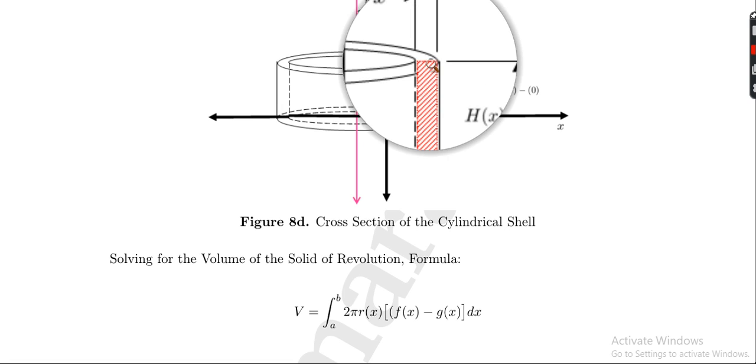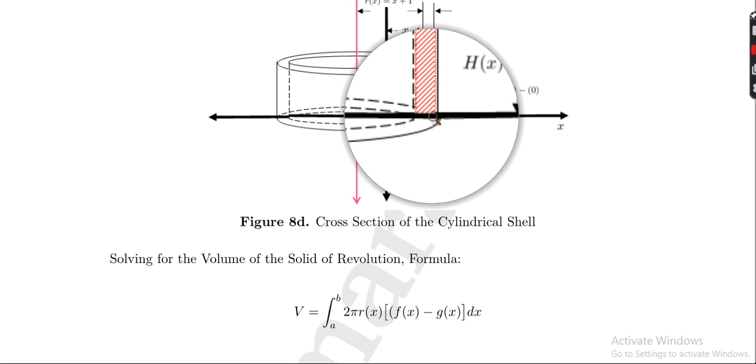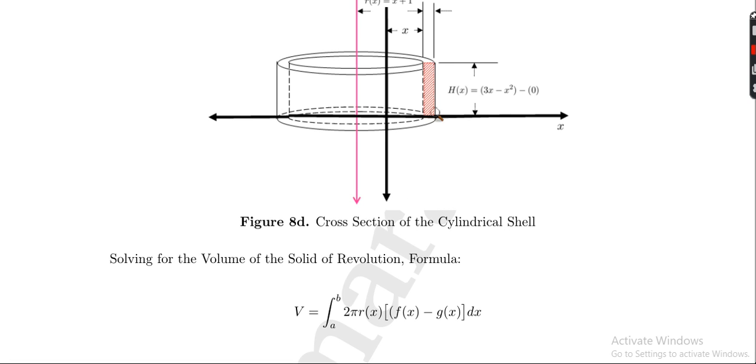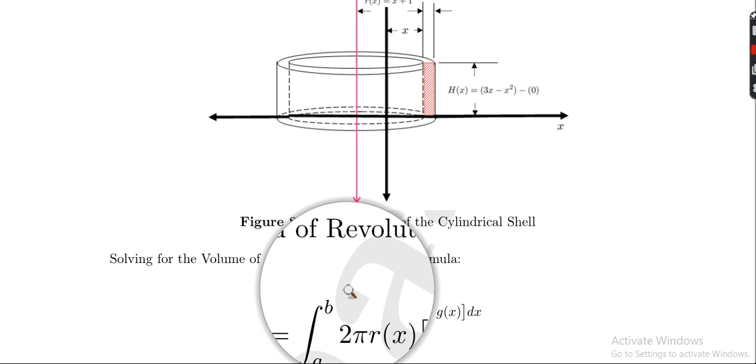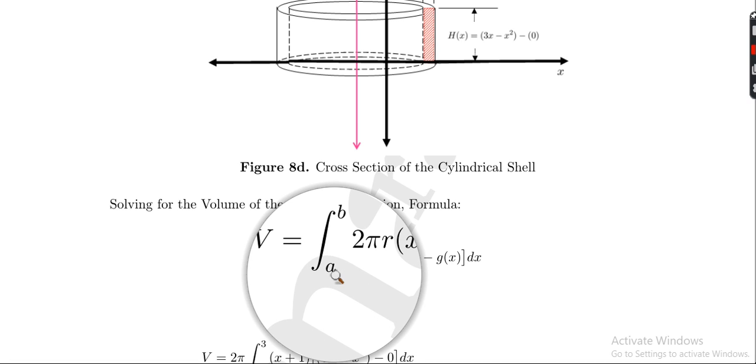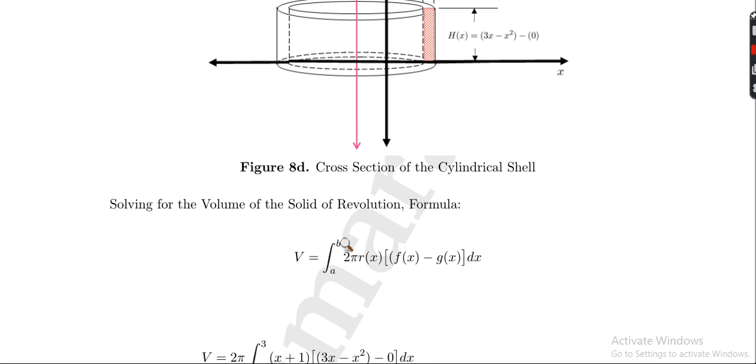So that's the upper function minus the lower function, or the upper curve minus the lower curve, or the upper boundary minus the lower boundary. And then we have dx as the thickness of the cylinder. Okay, and then that is evaluated from a as our lower limit and b as our upper limit, or a as the left boundary and b as the right boundary.